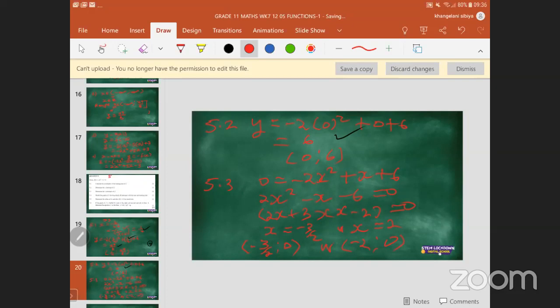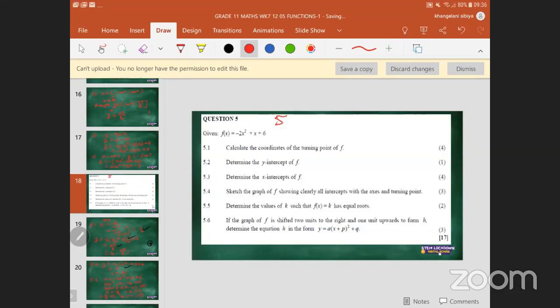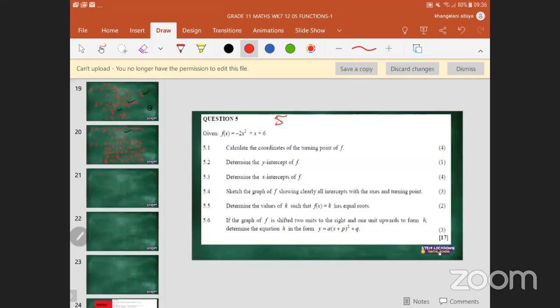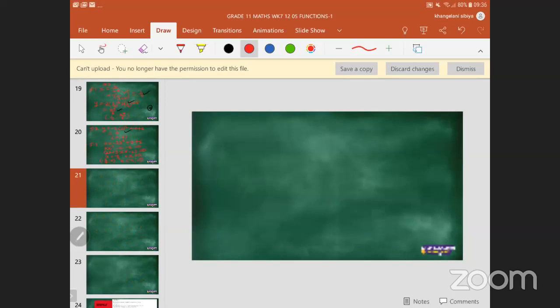Now, let's look at the question. What are they saying now? They are saying sketch the graph. Sketching of the graph, what is important? This is 5.4, it's the shape, because our a is -2, so it will be a sad face.